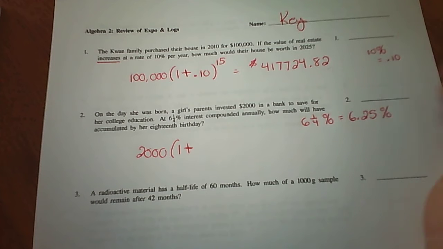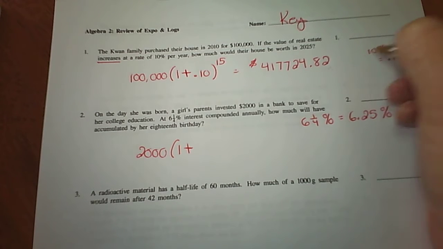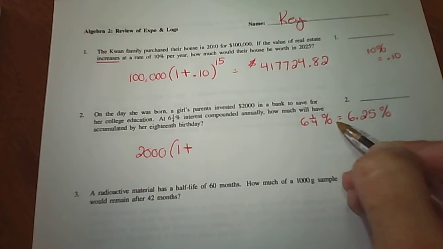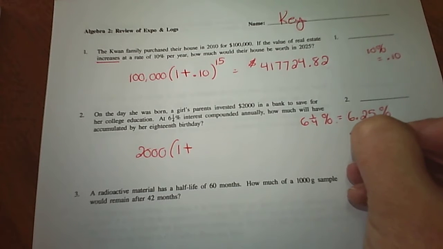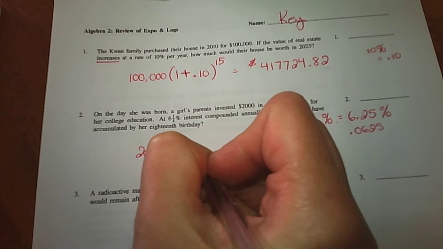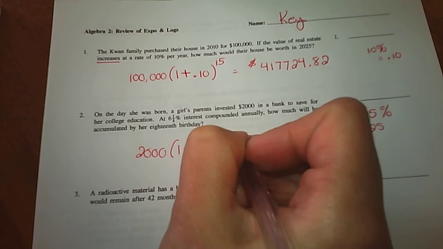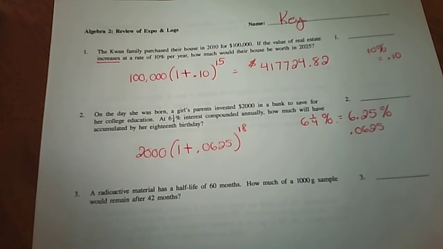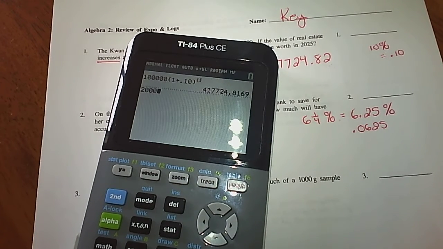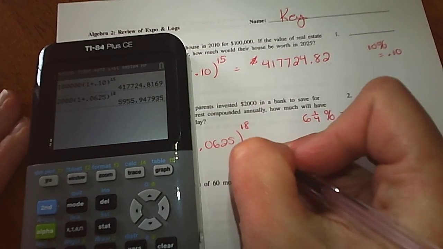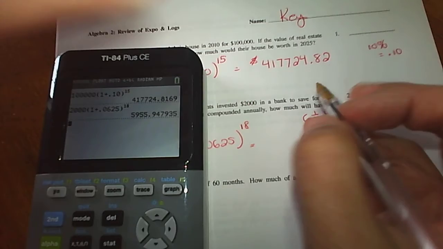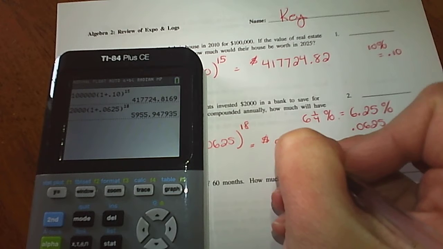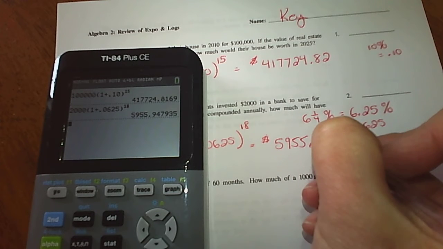Right? Now, when you had 10%, that was 0.10, right? Because that means you moved the decimal point twice. So we're going to move this decimal point twice. So this will be 0.0625. So that's what I'm going to put here. Right? And we want to know 18 years later how much it's going to be worth. So 2,000, 1 plus 0.0625, raised to the 18. And how much will she have? Okay, didn't tell us to round, so I'm going to do $5,955.95.